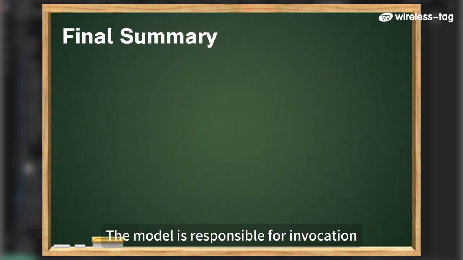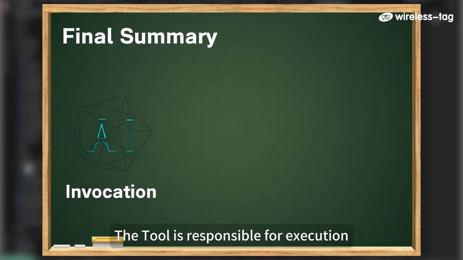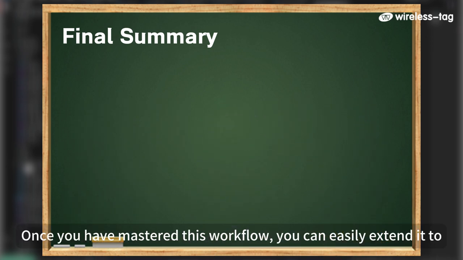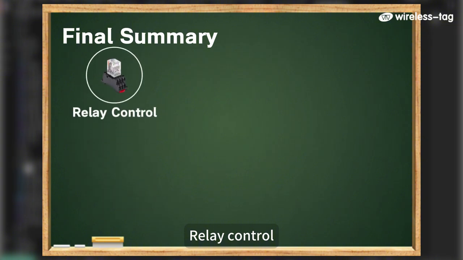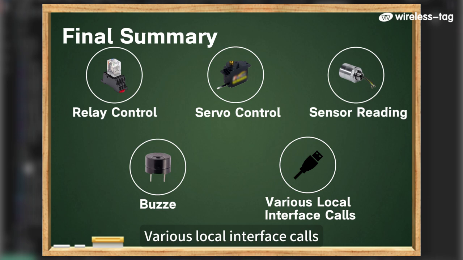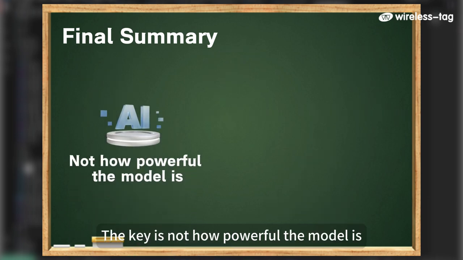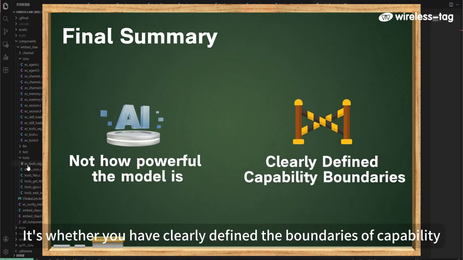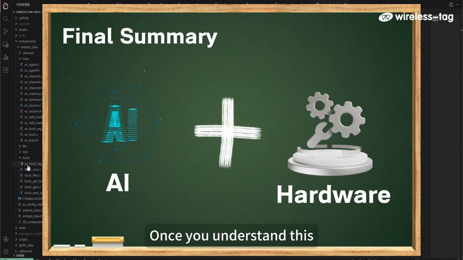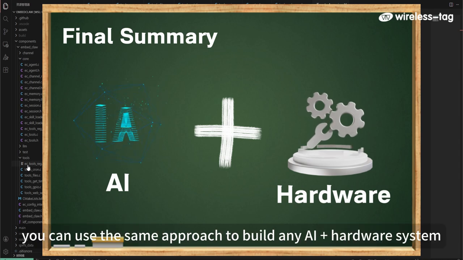Final summary. The model is responsible for invocation, the tool is responsible for execution, you are responsible for defining the rules. Once you have mastered this workflow, you can easily extend it to relay control, servo control, sensor reading, buzzer, and various local interface calls. The key is not how powerful the model is, it's whether you have clearly defined the boundaries of capability. The more powerful the model, the more it needs well-designed tools. Once you understand this, you can use the same approach to build any AI plus hardware system.